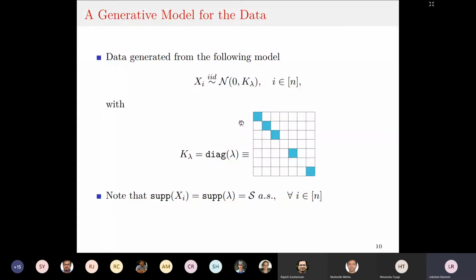And so what is required? From this generative model, the Gaussianity part is not important. You only require some tail assumptions, but it's this covariance structure that is required. This captures the sparsity part in the data.